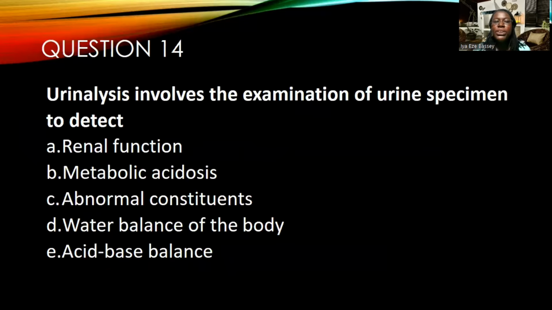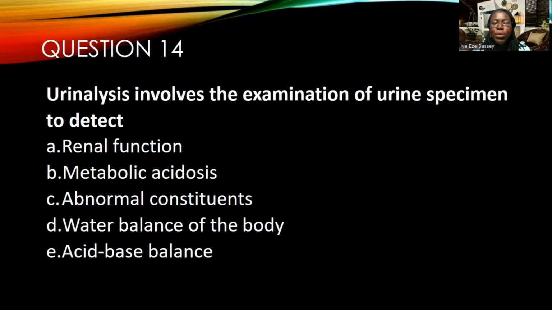All right? So question 14. Urinalysis. Urinalysis is short for urine analysis. So urinalysis involves the examination of urine specimen to detect renal function, metabolic acidosis, abnormal constituents of urine, water balance of the body, acid-base balance of the body. So which one do you choose?